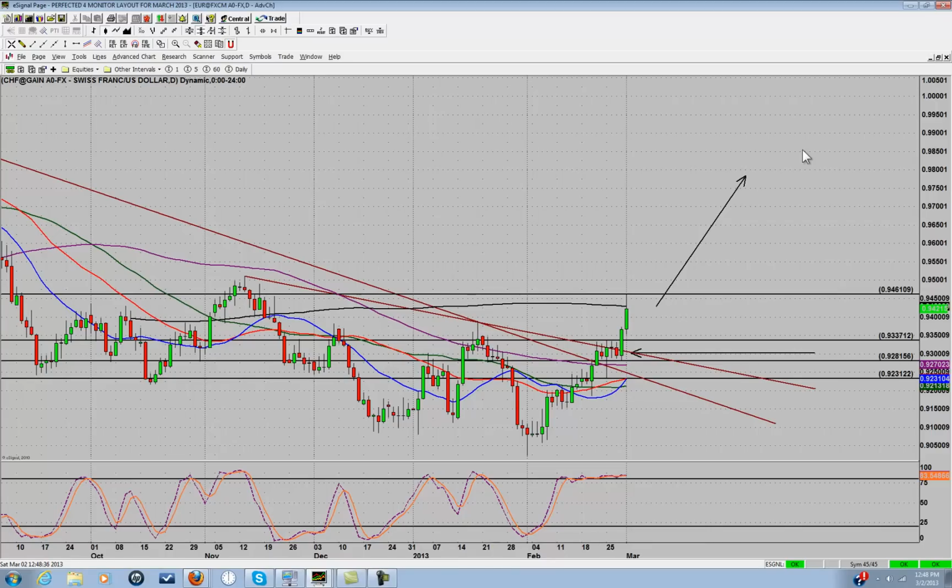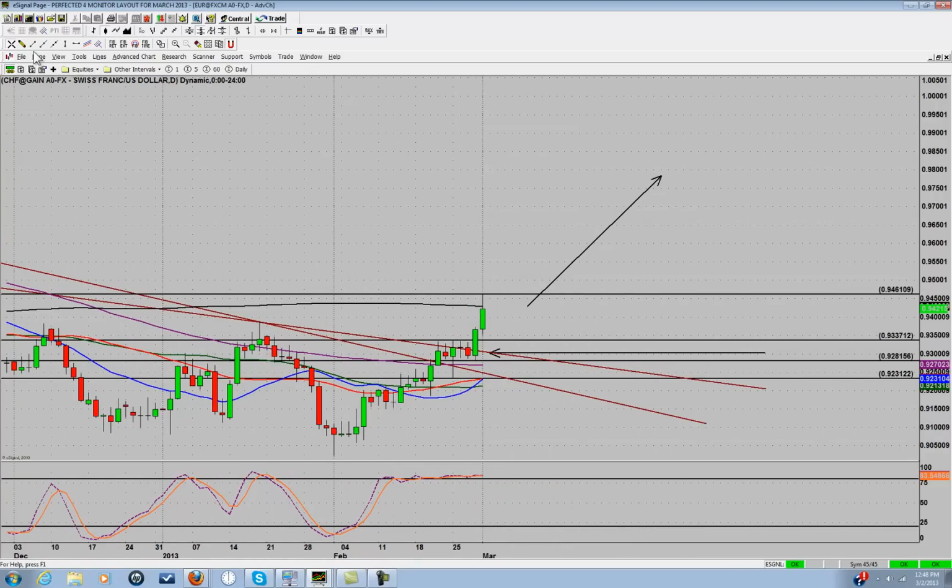And nothing moves in a straight line. So it is going to take a while. Believe me, I'm not suggesting that somebody purchase the high. We're up in the high. I don't want to buy the high. I like to buy retracements.